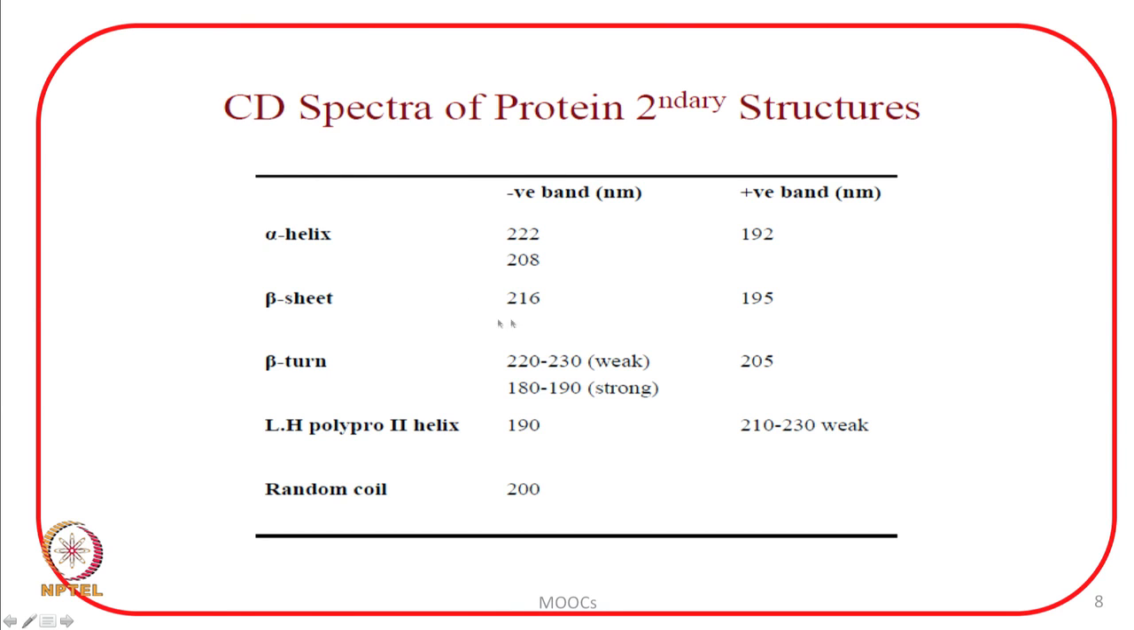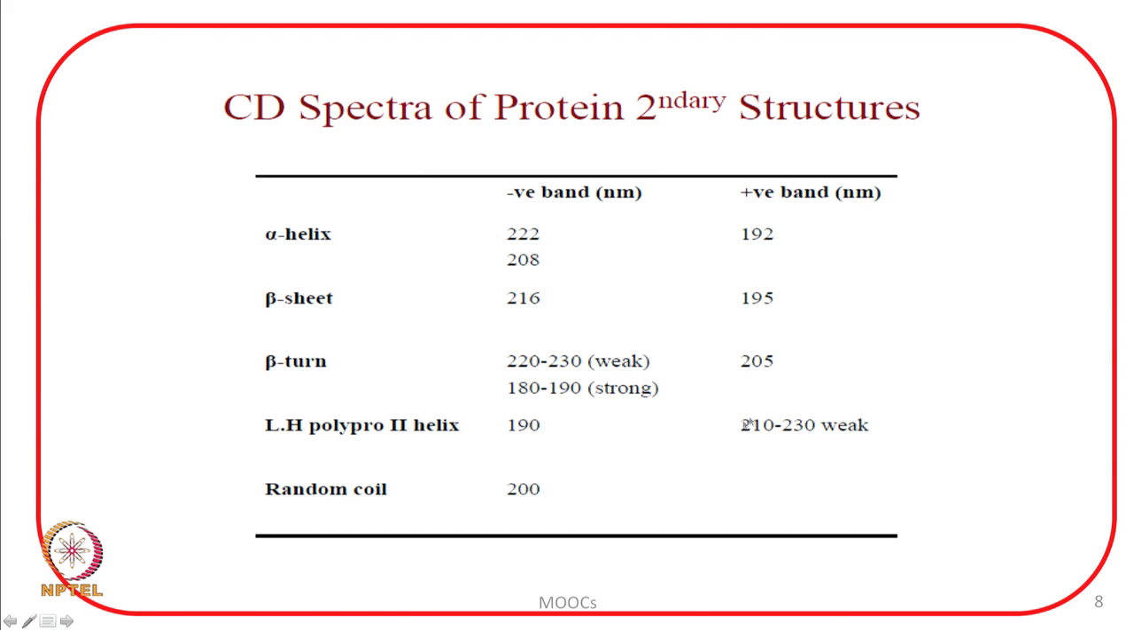A negative band at 216 nanometer and a positive band at 192 nanometer are characteristic of beta sheet. Beta turn is accompanied by a weak negative band in the range 220 to 230 nanometer and a strong negative band in 180 to 190 nanometer and a positive band at 205 nanometer. Similarly, a random coil will show up a negative band at 200 nanometer.